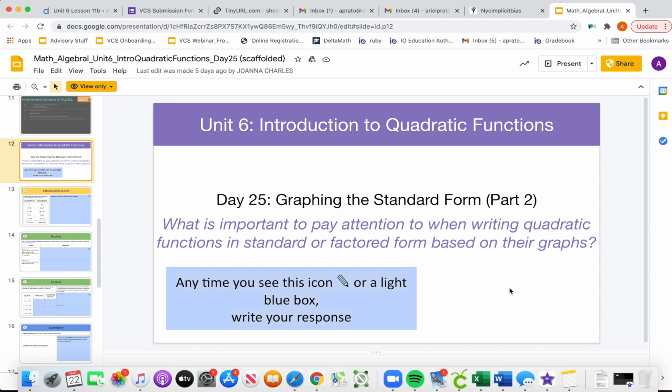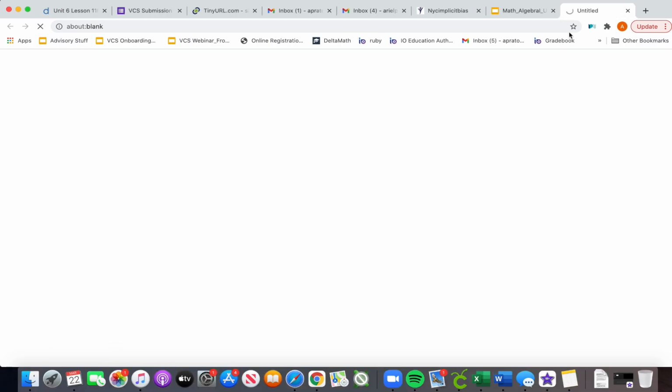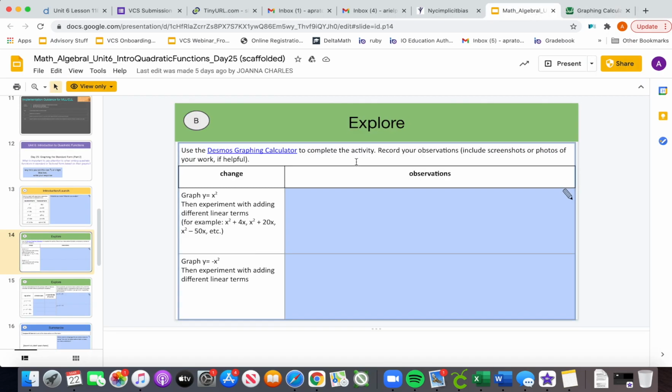And we're going to use the slider feature on Desmos to work through the explore portion of this lesson. So this video jumps right to the explore. You should complete the introduction and launch either before watching this video or separately with your class. So right here is a link to the graphing calculator. So we're gonna go ahead and click that link to have it accessible. And the directions say, use the Desmos graphing calculator to complete the activity. Record your observations, including screenshots or photos of your work, if helpful.